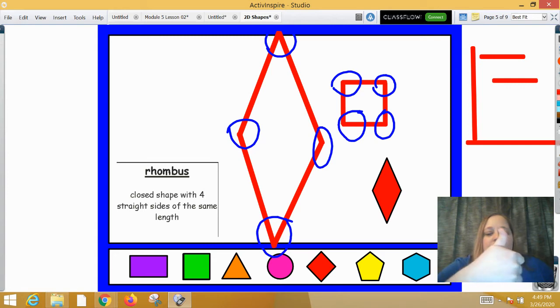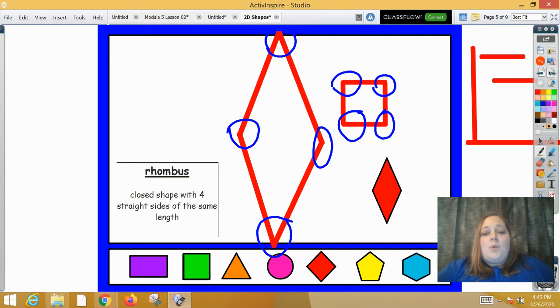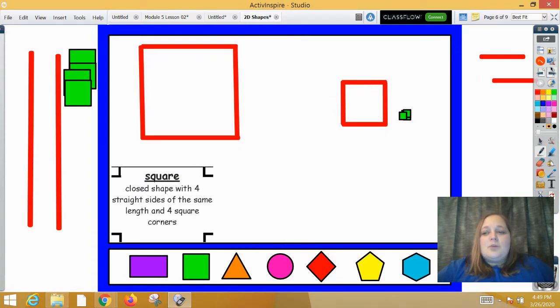A rhombus has 4 straight sides of the same length. They're sides and they're straight and they're the same length. But a square is a rhombus, and this is a rhombus also because they have 4 straight sides. Let's check our next one, a square. Here's my square from the last slide.